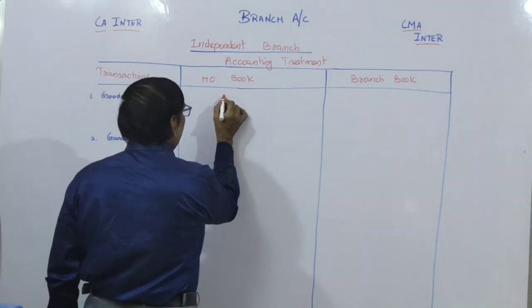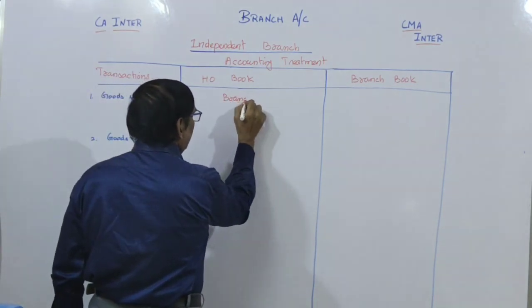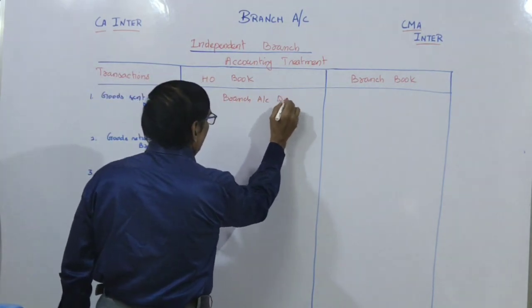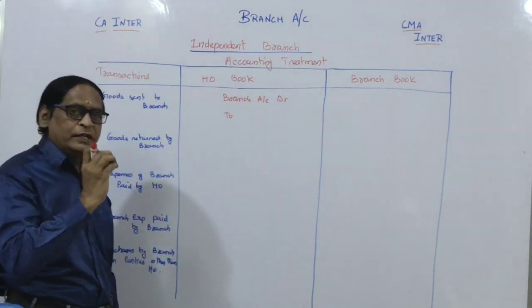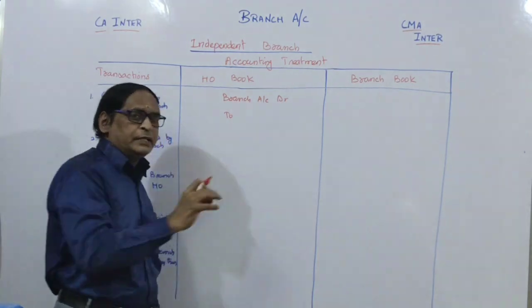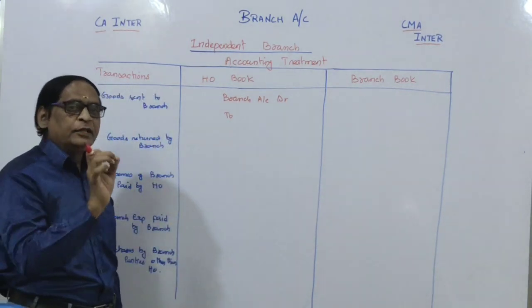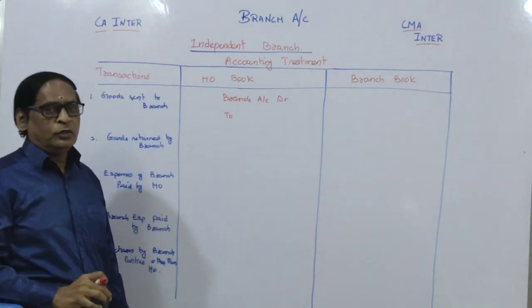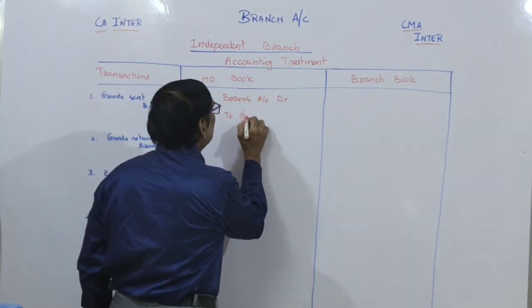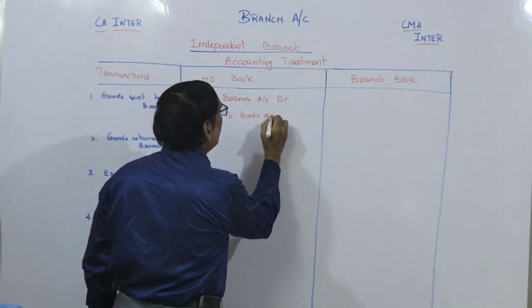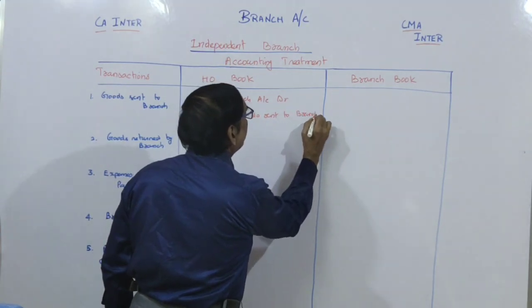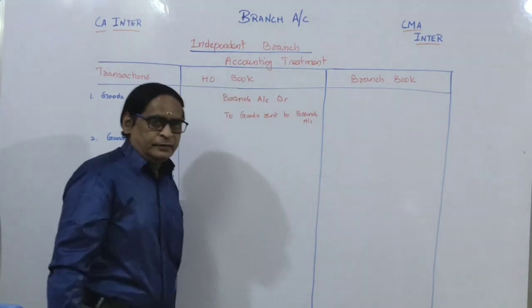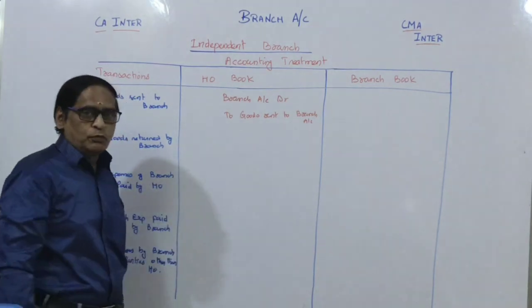So debit the receiver. Branch account debtor to, here one title we have to use. While we are sending goods from head office to branch, this heading is necessary. Goods sent to branch account. So to goods sent to branch account is to be credited in case of head office books.